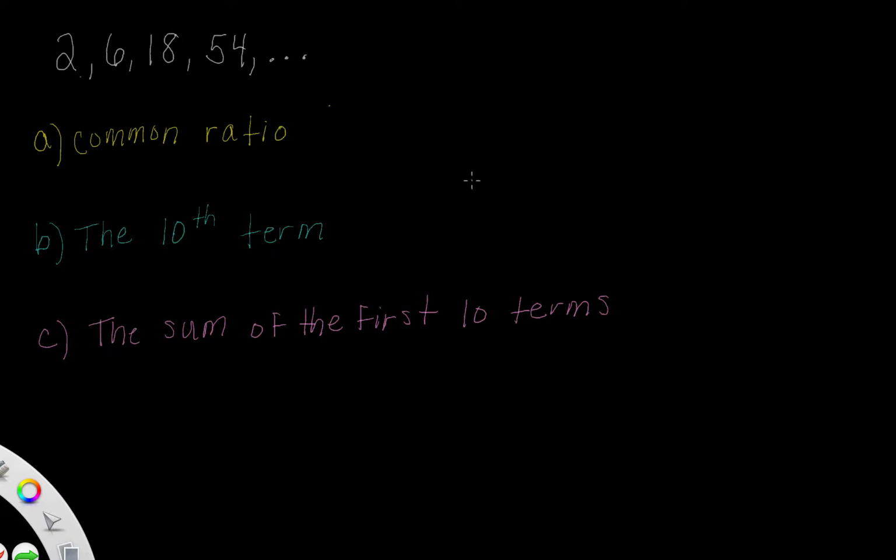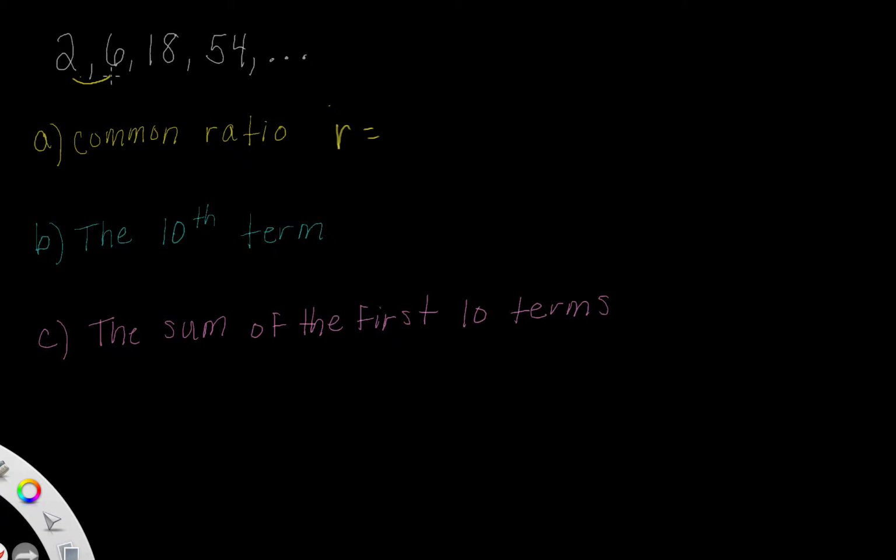Today we're going to talk about the sum of a geometric sequence, which is called a series. So we have the geometric sequence 2, 6, 18, and 54. First thing we want to do is find a common ratio, and this will give us our R value, which we need for the formula for a geometric sequence or series.